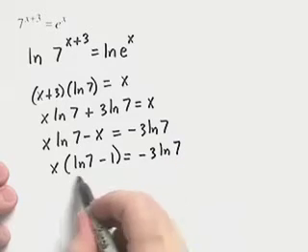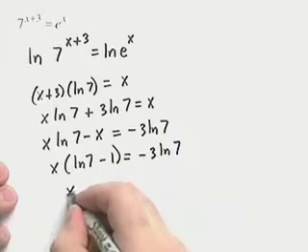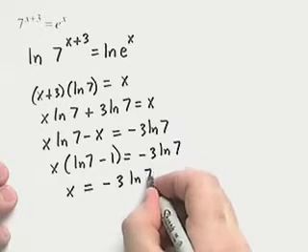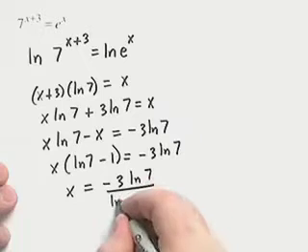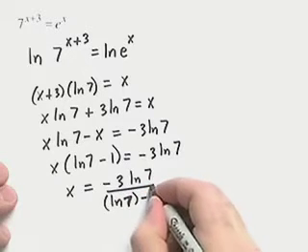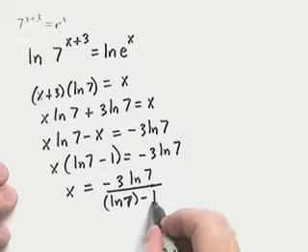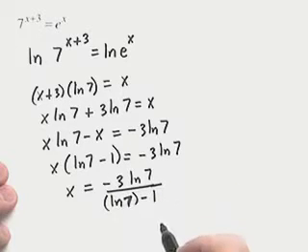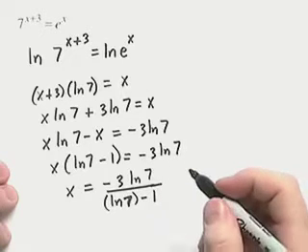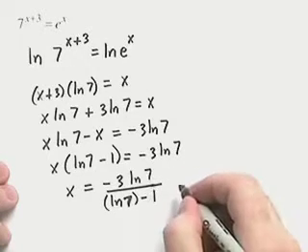We're going to divide both sides by this quantity in parentheses. So we'll have x is equal to negative 3 times the natural log of 7, over the natural log of 7, and we'll put that in parentheses, minus 1. We put that in parentheses to make sure we're clear that the minus 1 is separate from the logarithm. Now this is an exact answer. If we wanted to get the approximate answer, we could put this in our calculator.